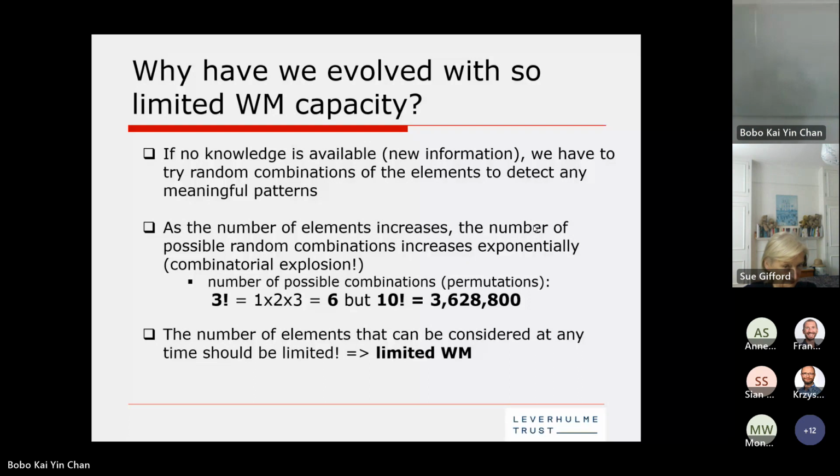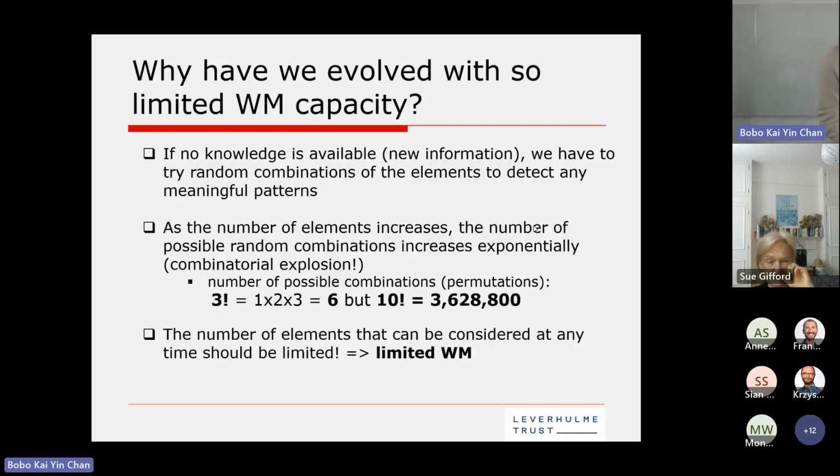Maybe those few elements that we are forced to select are the more relevant ones, and we come up at least with some solution. If working memory were potentially unlimited, able to handle any number of elements, we would find ourselves in a situation where it would be practically impossible to come up with any solution, and in critical situations that would of course have catastrophic consequences.